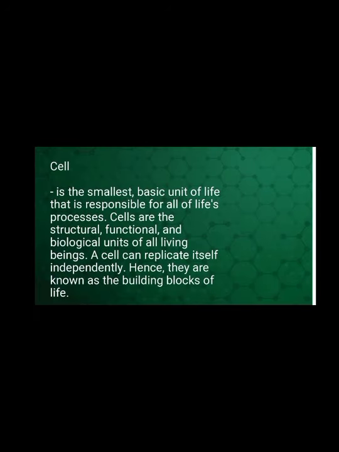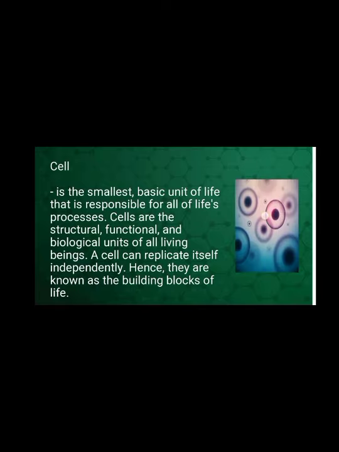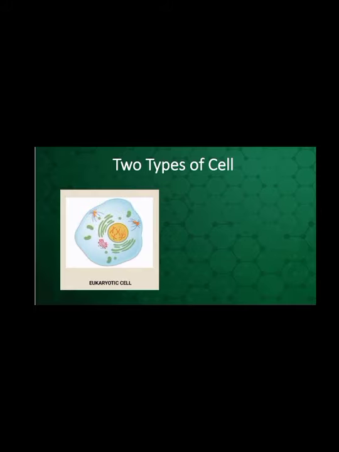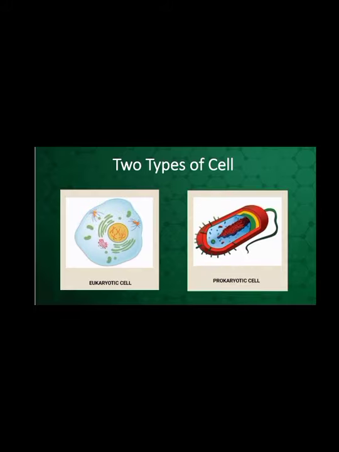So first of all, let me define what a cell is. A cell is the smallest basic unit of life that is responsible for all of life's processes. Cells are the structural, functional, and biological unit of all living beings. A cell can replicate itself independently, hence they are known as the building blocks of life. There are two types of cells, the eukaryotic cell and the prokaryotic cell.